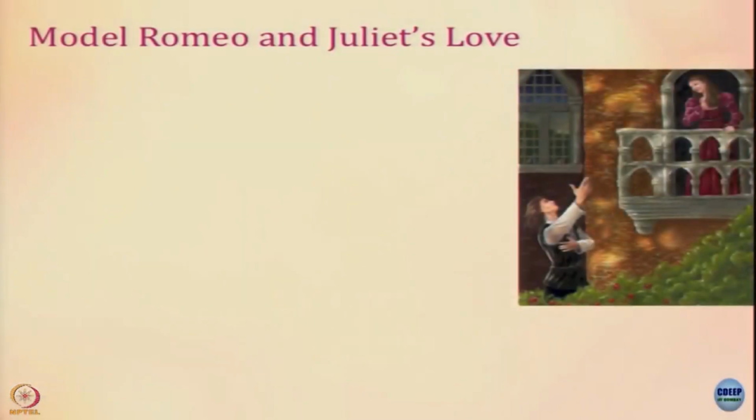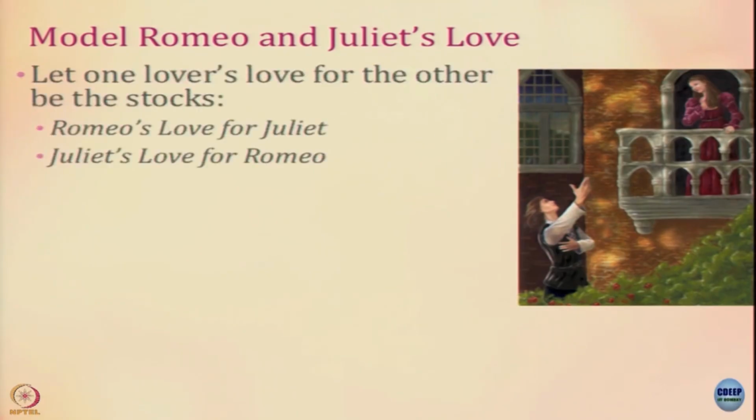So the question is, if we want to model it, what is going to be the stock? Love is the stock. So let us simply define it as let one lover's love for the other be the stocks, right? Let's have two stocks, one called Romeo's love for Juliet and Juliet's love for Romeo. Let us define two different stocks. Now what will be the units for the stock?